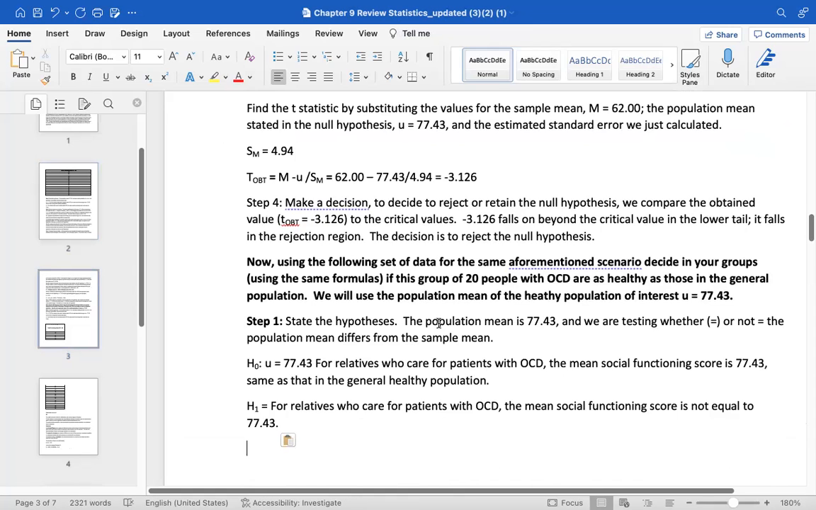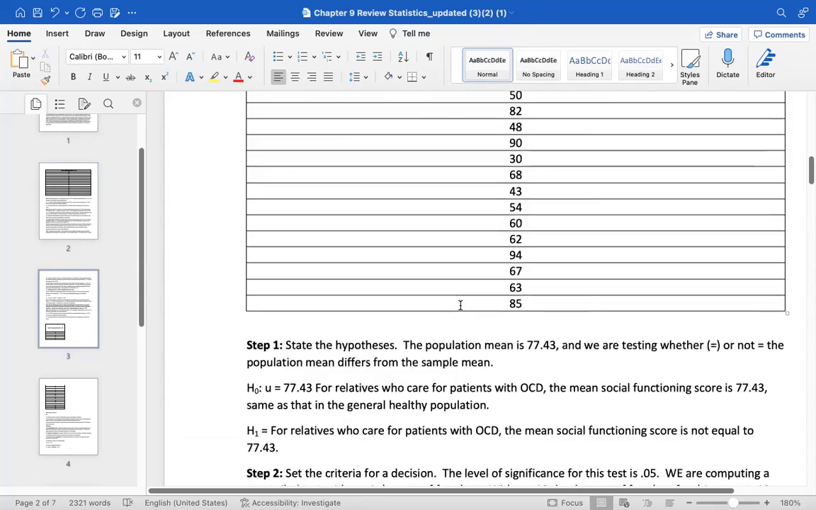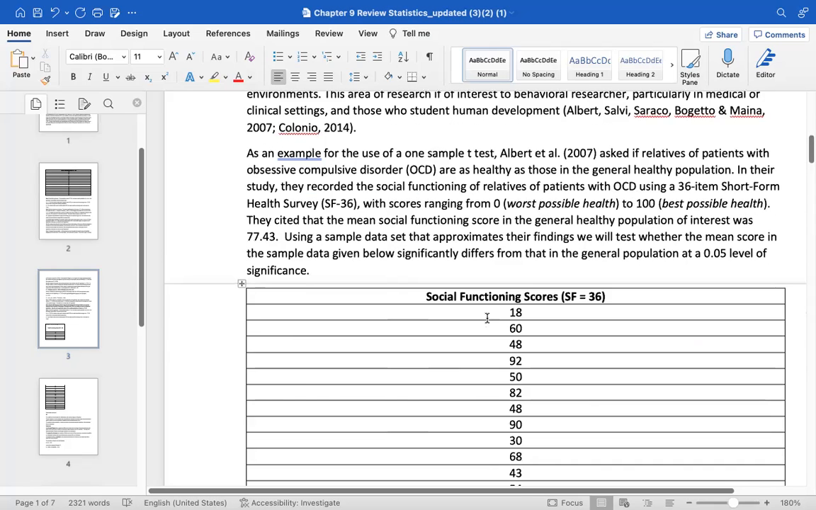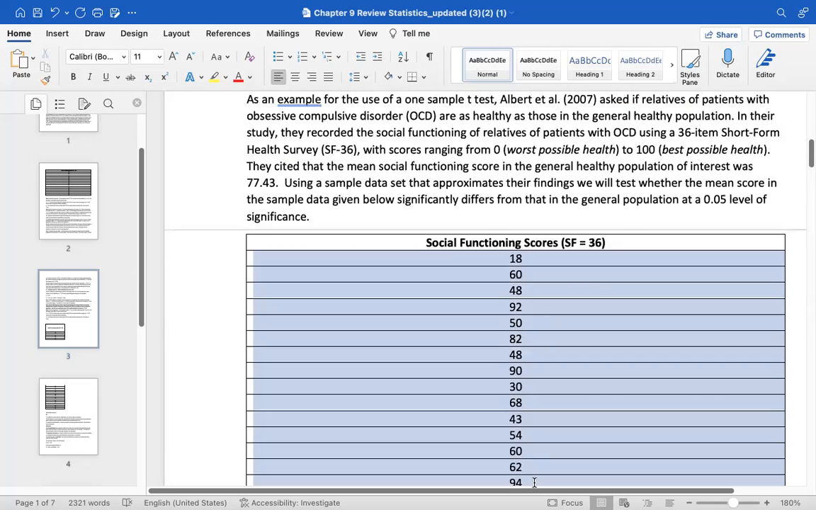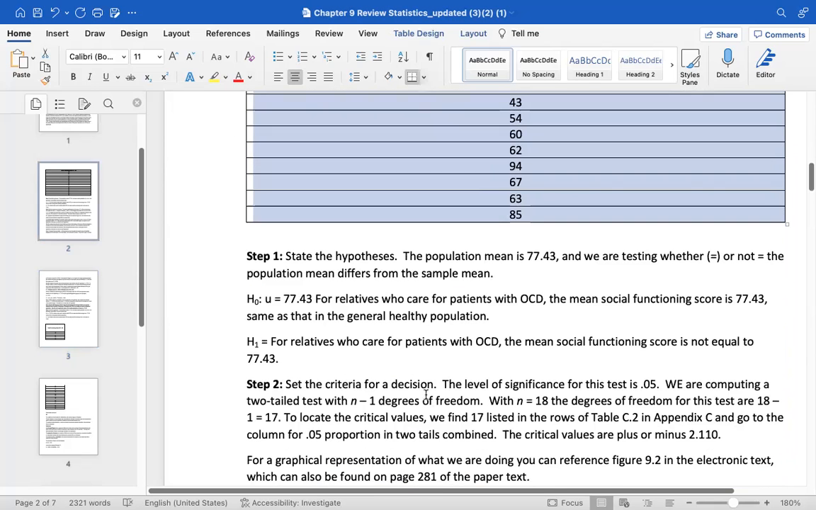We get 18 in step two for the first example. 18 is the first one. Is that how we got it? So there's 18 numbers right here. Okay, that's how we got that. n-1 got us to 17 for the degrees of freedom. No, I got that part. I was just wondering where the 18 came from, because it's n. Okay.